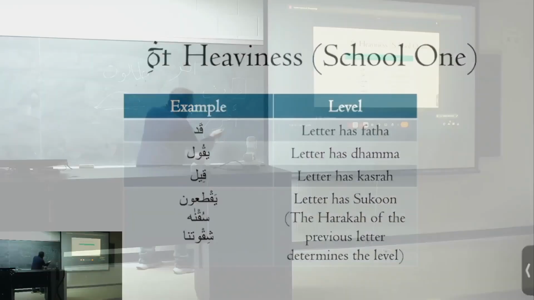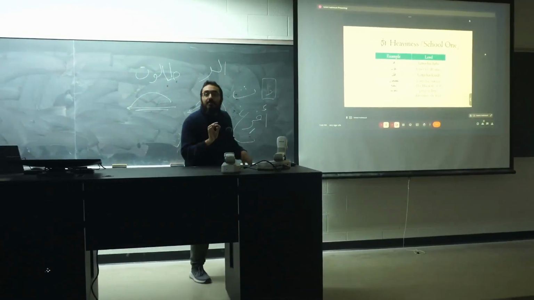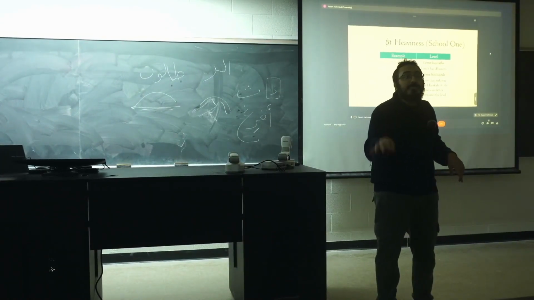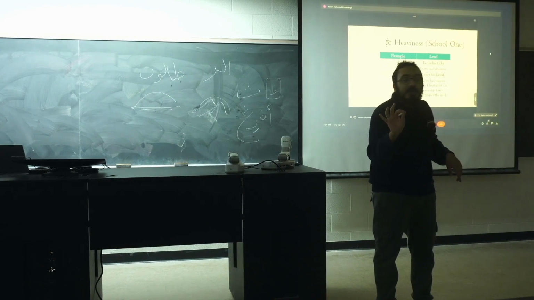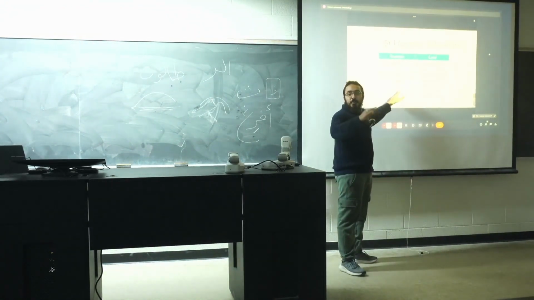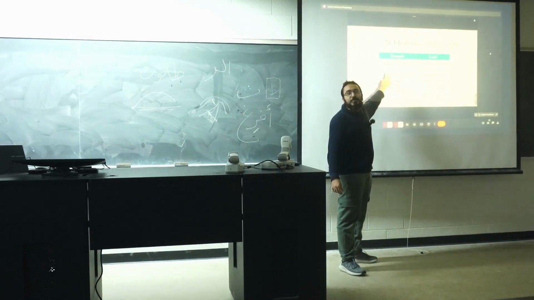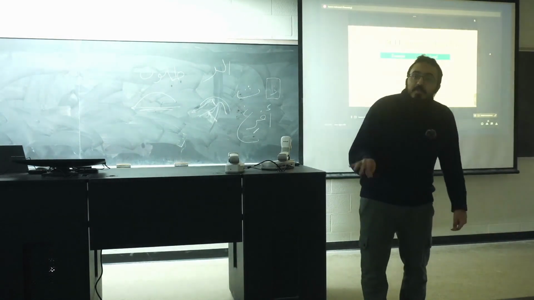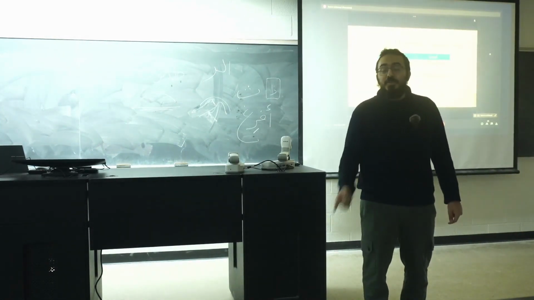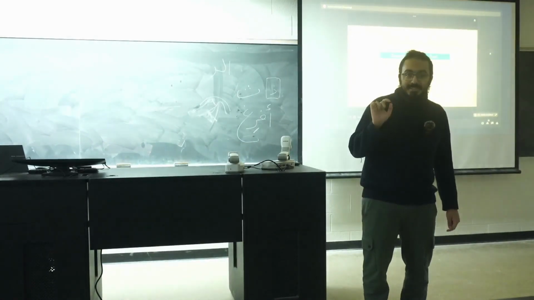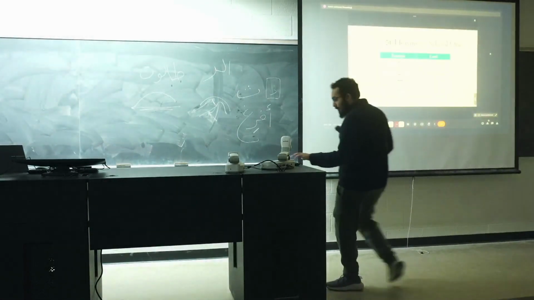So the ra is kasra. So you say, ربنا أفرغ. Why? Because you're doing the weakest one. So you look at the letter before and you do the level of the letter before. خلاص? ربنا أفرغ. The second school, what is it going to do? It's going to do ربنا أفرغ. Okay? What is the second school?